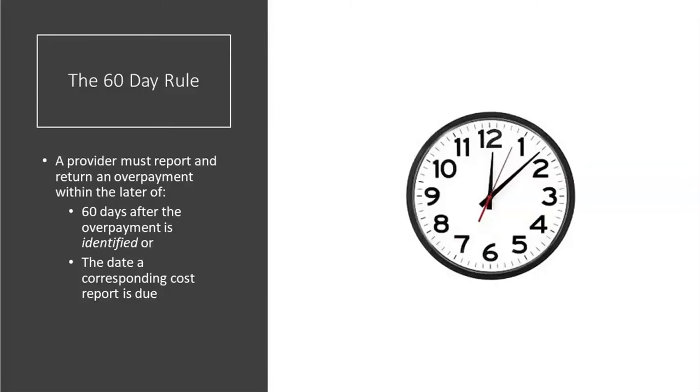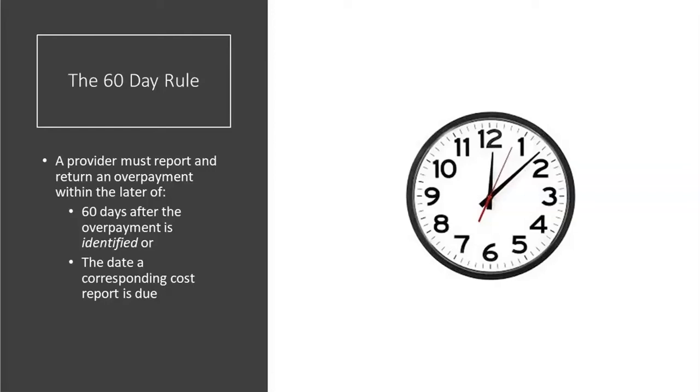Okay, when does the clock start ticking for you if you have an overpayment? The CMS rule, which was published in February of 2016, sets out a 60-day timeline to do that. And you have to report within 60 days after the overpayment is identified or the date that a corresponding cost report is due. And we're going to talk quite a bit about that 60-day requirement, what it means to identify an overpayment.